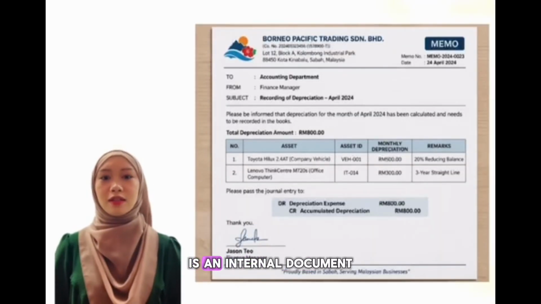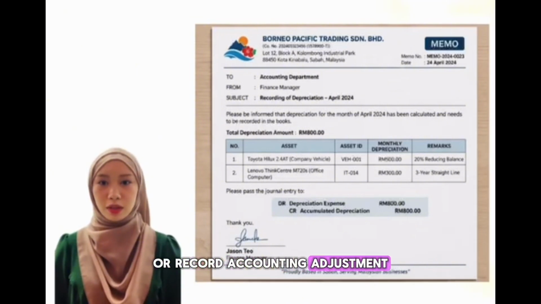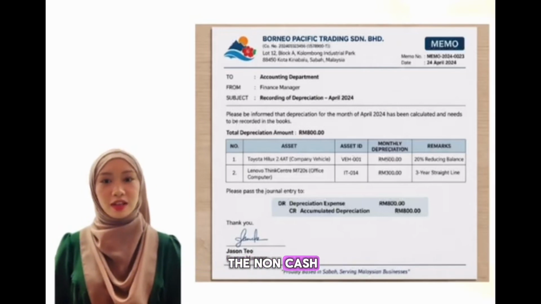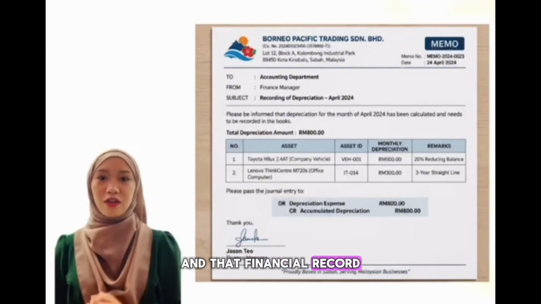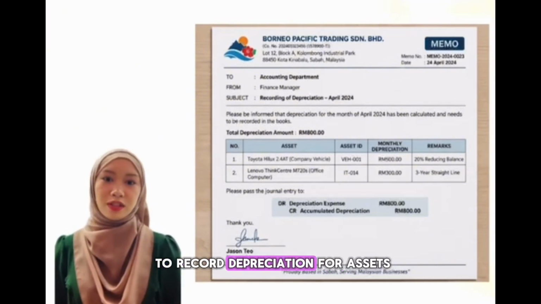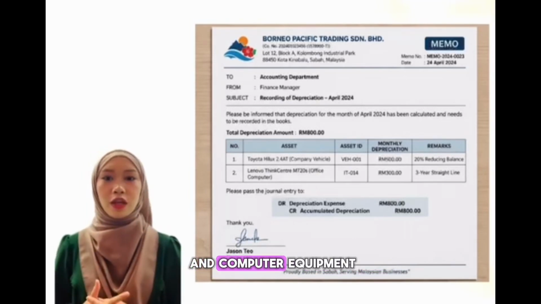Next, a memo is an internal document used to communicate information or record accounting adjustments within a business. It is important because it helps ensure the non-cash transactions are properly recorded and that financial records remain accurate. Based on the example, the memo is used to record depreciation for assets such as company vehicles and computer equipment.